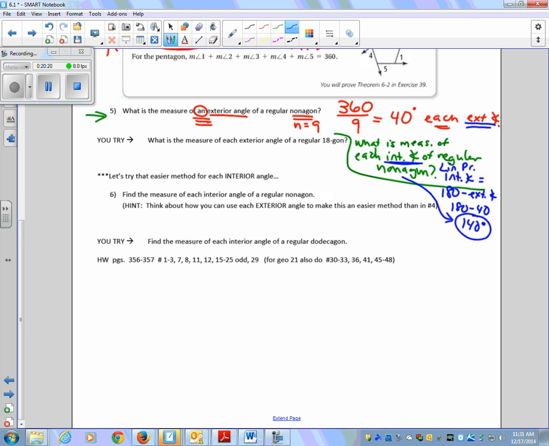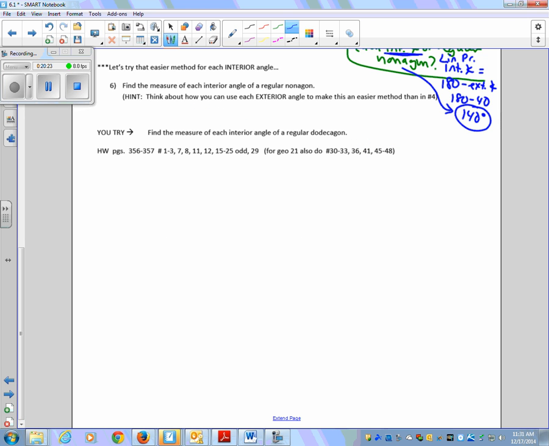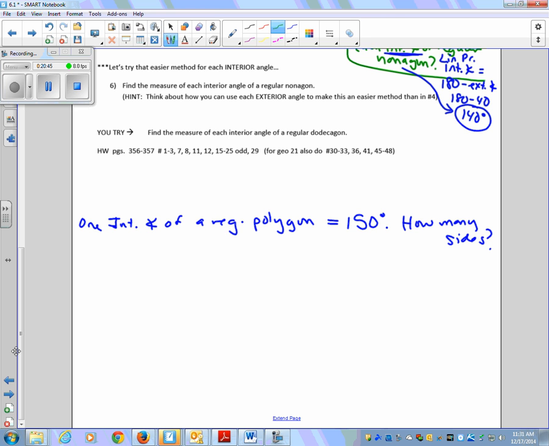So let's take, for example, let's say that I tell you that one interior angle of a regular polygon is 150 degrees. And I want you to find how many sides this polygon has. Okay, that's another question they could ask you. Here's the measure of one interior angle. So if I have a polygon, I don't know how many sides it has, but I know that one of the interior angles is 150.